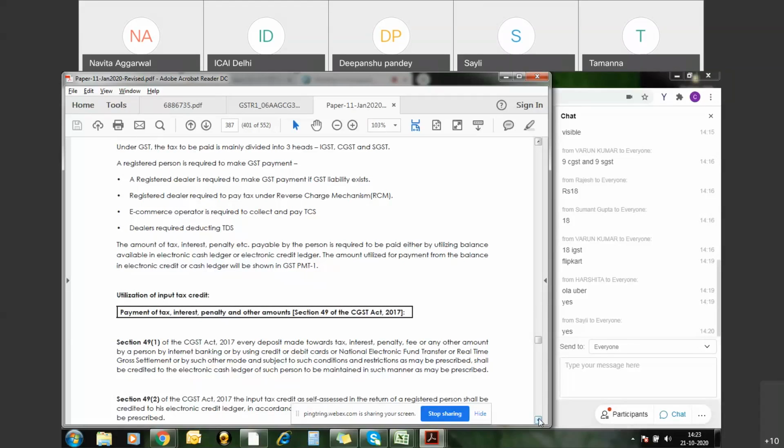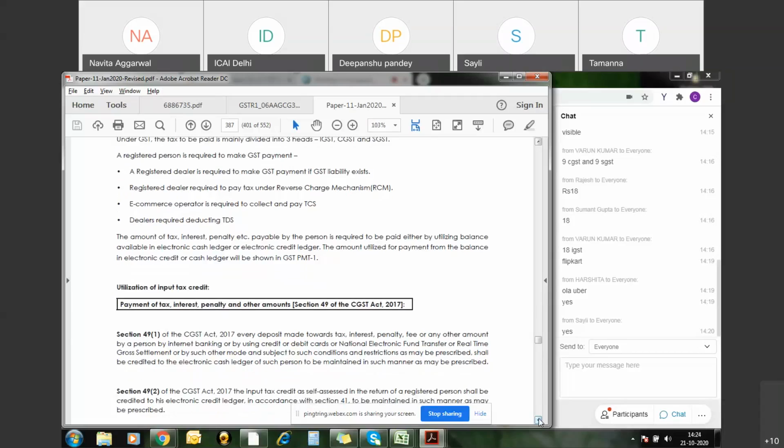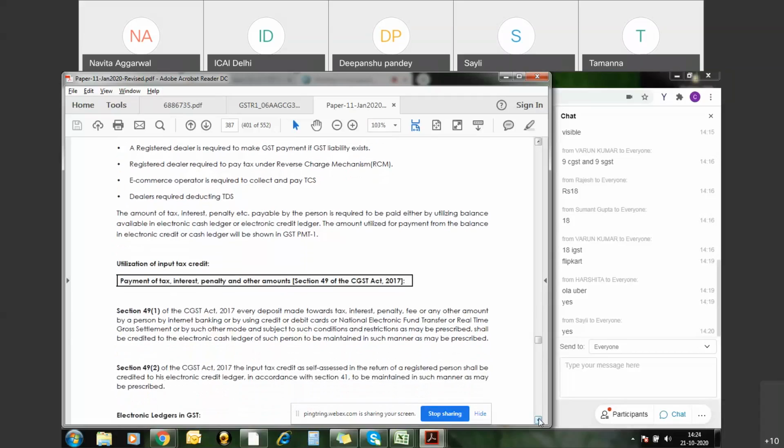Similarly, the electronic credit ledger gives the details of the input tax credit available to the registered dealer. As we study, this entire payment of tax, interest, penalty and other amounts is governed by Section 49 of the CGST Act 2017, which covers payment in any mode, payment by debit card, credit card, or using NEFT, RTGS, or any other means of payment, and how it should be credited to the electronic cash ledger of such person, to be maintained in such manner as may be prescribed.